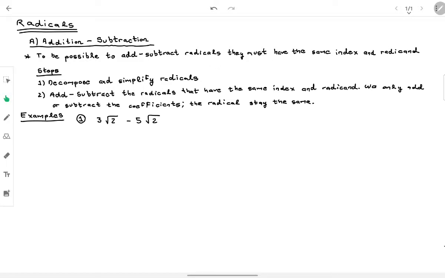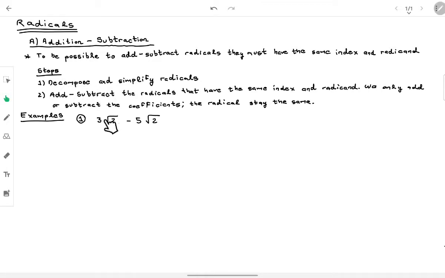Remember, the index is the little number outside the radical sign, and the radicand, that means what is inside the radical. So that means that only the coefficient, the number outside the radical, is going to be different. But the index and the number or letters inside the radical must be exactly the same. The steps are going to be very simple.